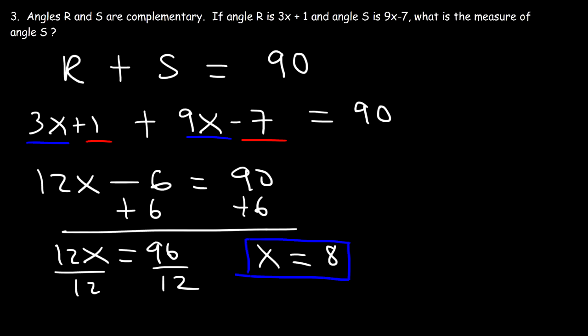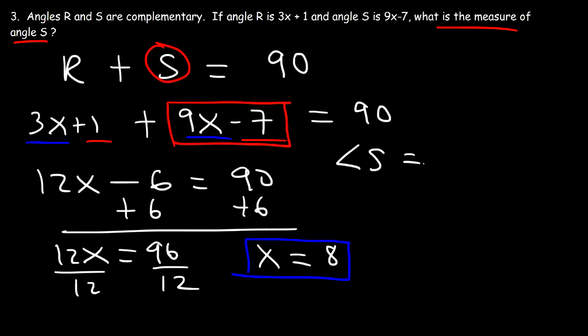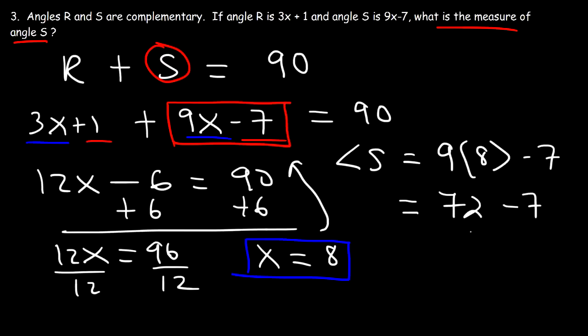Now that we have the value of x, we could find the measure of angle S. Angle S is 9x minus 7. So all we got to do is take this value and plug it into that expression. So it's 9 times 8 minus 7. 9 times 8 is 72. And 72 minus 7 is 65. So that's the measure of angle S. It's 65 degrees.